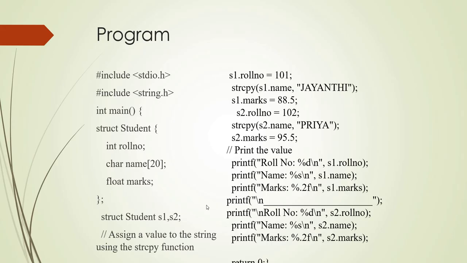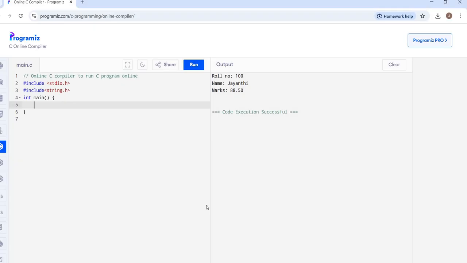I will explain the example program while doing the simulation. See here, now we will execute and see how this one works. I have included #include <stdio.h>, #include <string.h>, and the main function. I am using string.h because I am using a character array.